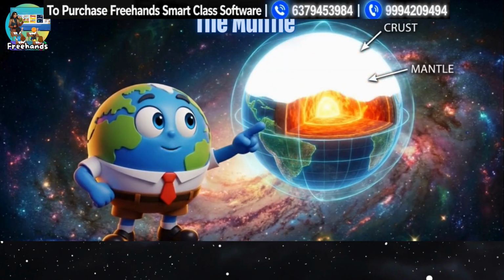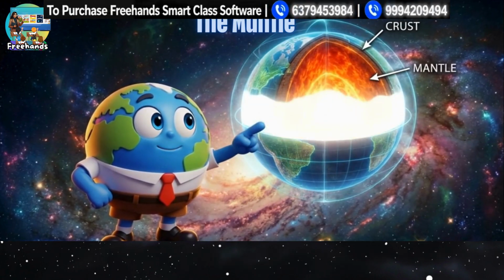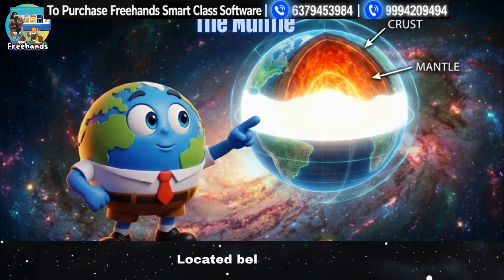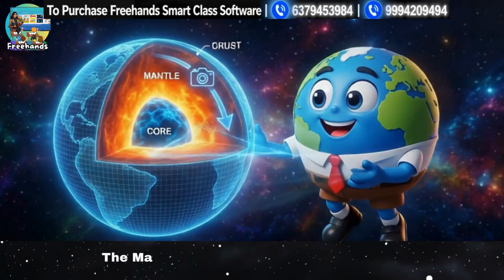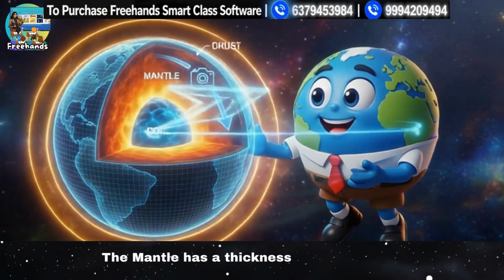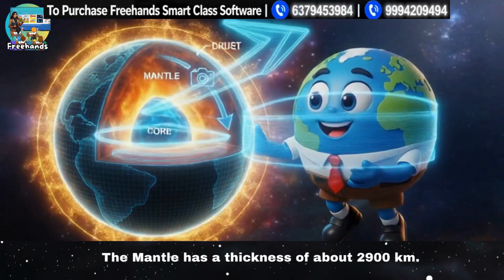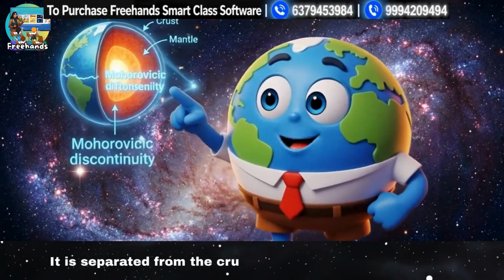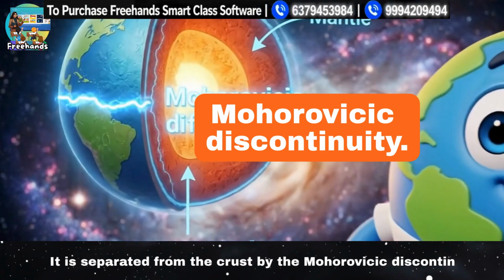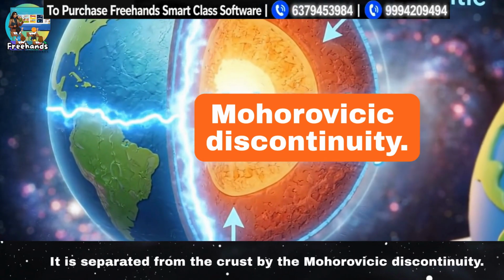Now let's move deeper into my body, to the mantle. It lies just below the crust. The mantle is very thick, about 2,900 kilometers deep. It is separated from the crust by a boundary called the Mohorovičić discontinuity.